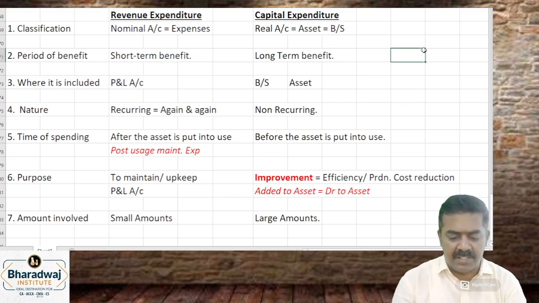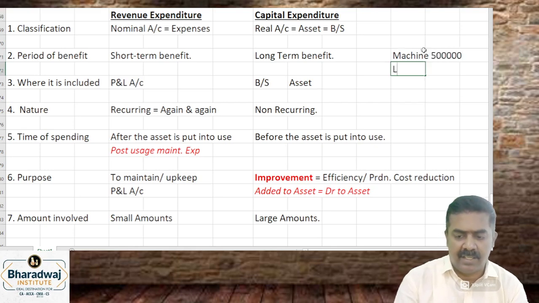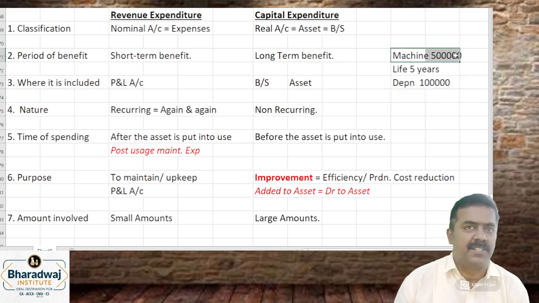Let's assume you purchased a machine for 5 lakhs. Life is 5 years. How much depreciation will you charge? 5 lakh by 5, that is 1 lakh. Depreciation we charge in which account? P&L account. It is nothing but a revenue expenditure out of capital expenditure.